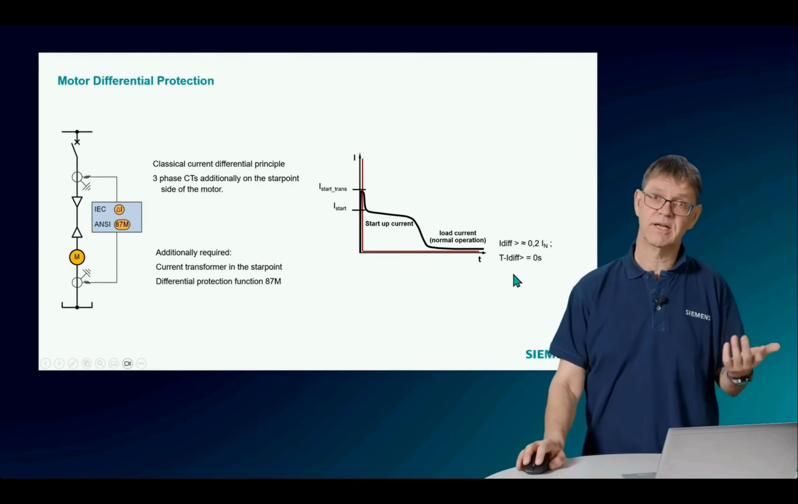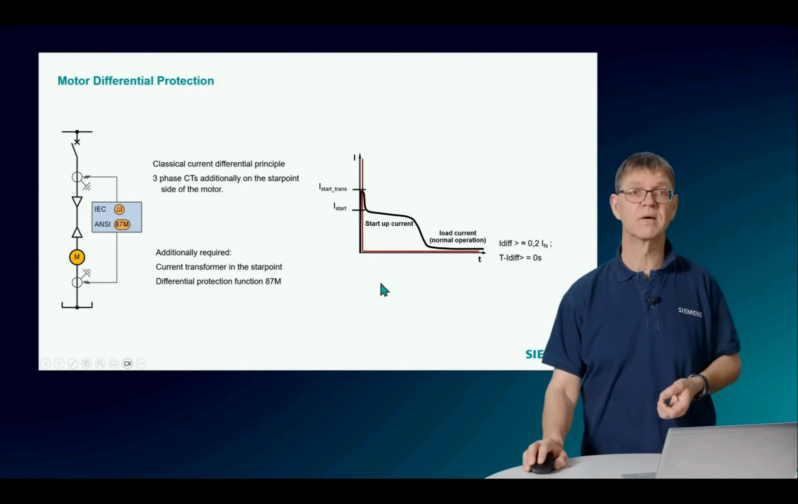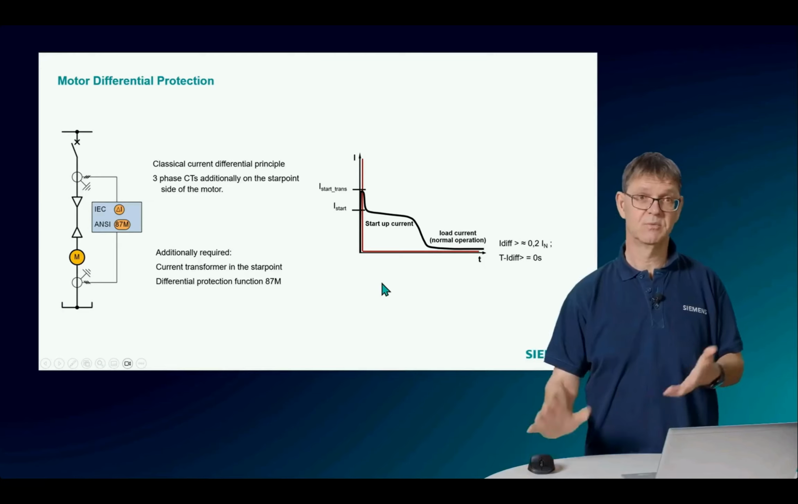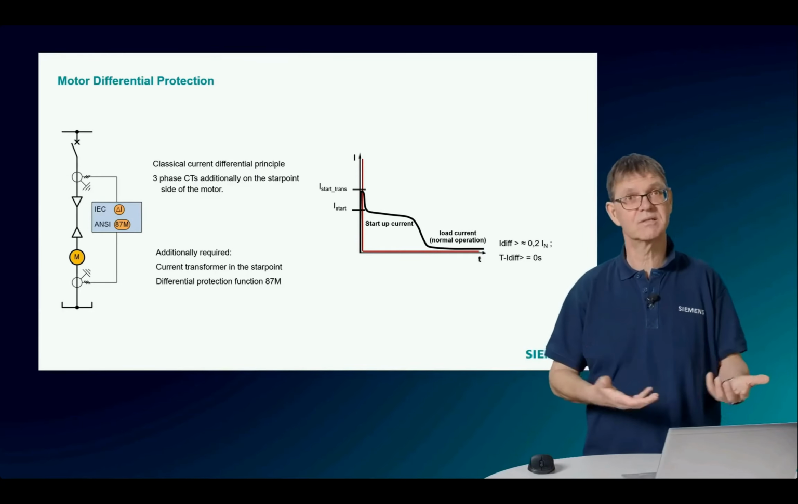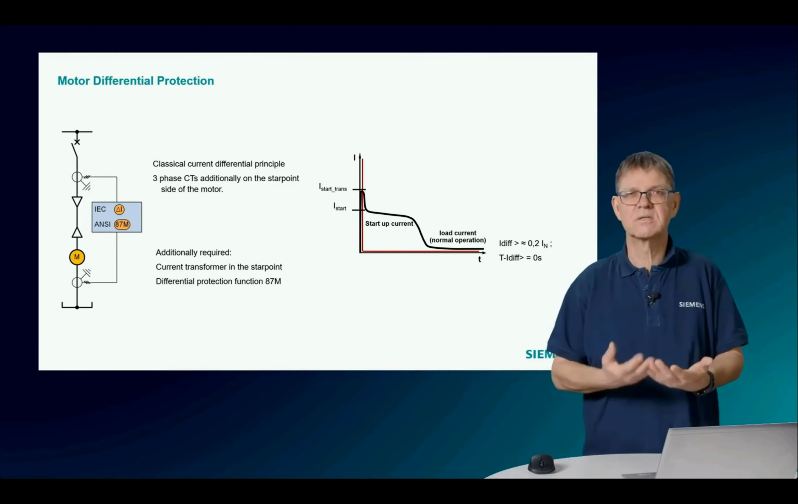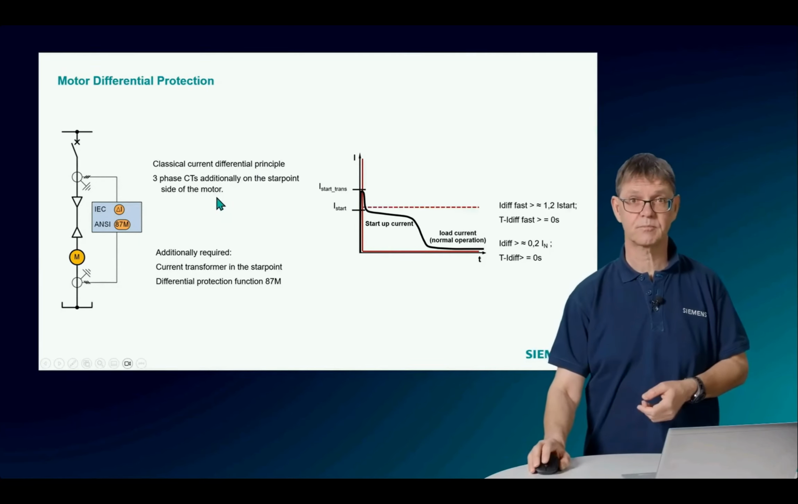I have some tolerance for the difference of the current transformers. A practical value is 20% of the nominal current of the current transformer as a first setting. But with the motor protection, you can always test this out during the commissioning. You can make some starts and then you see how big the influence is, and maybe you can even go a little bit further down.